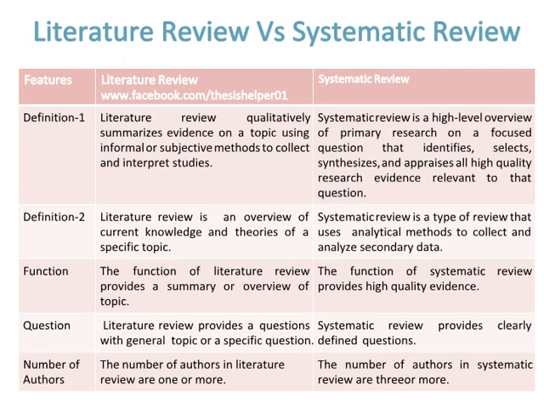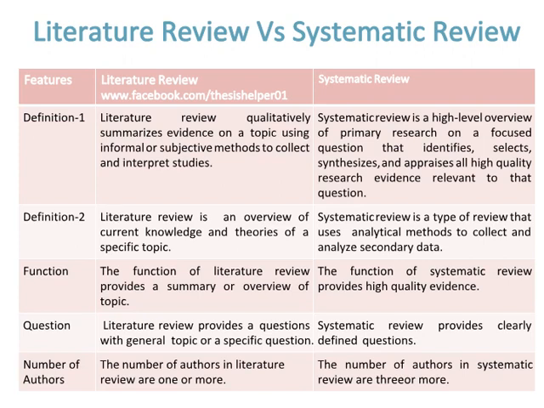Definition 2: A literature review is an overview of current knowledge and theories of a specific topic, while a systematic review is a type of review that uses analytical methods to collect and analyze secondary data. The function of a literature review is to provide a summary or overview of a topic, while the function of a systematic review is to provide high-quality evidence. A literature review addresses a general topic or a specific question, while a systematic review addresses clearly defined questions.